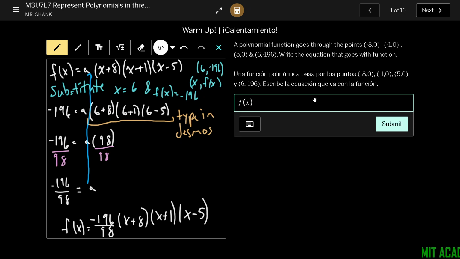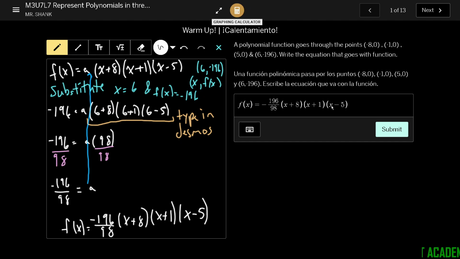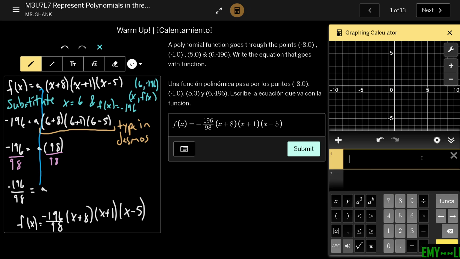So I'm saying the same thing. Negative 196 divided by 98, parentheses, x plus 8 times parentheses x plus 1 times parentheses x minus 5. Alright, so before I submit and get an answer, I need to check my answer.